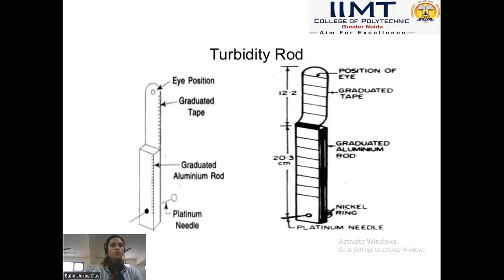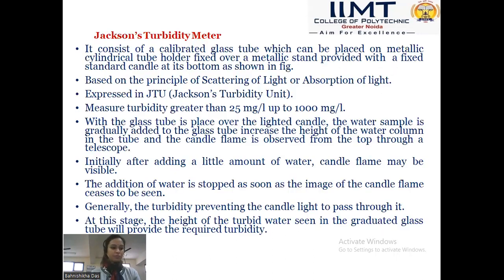We take the reading from the graduation there itself, and we get the turbidity from it. So this is a field measurement which does not give a very accurate value of turbidity. It just gives a rough estimation. If we need to measure it accurately, we need to take it to the lab and measure it with the help of other instruments. So the turbidity rod is generally used for taking a rough measurement of the turbidity of water.